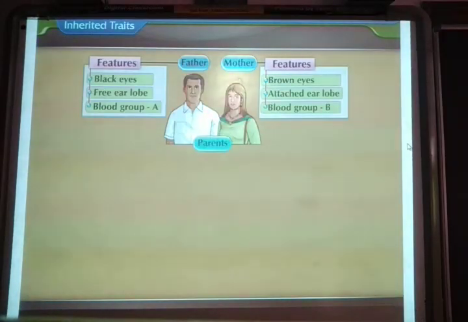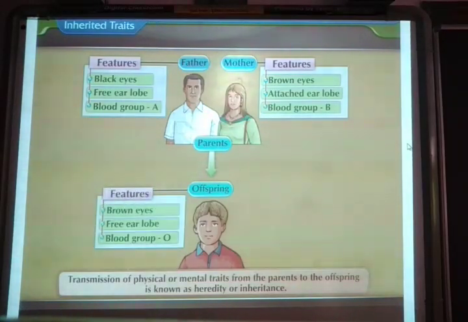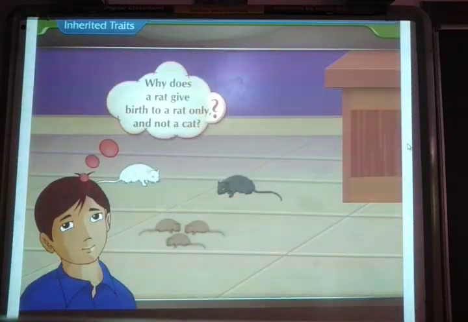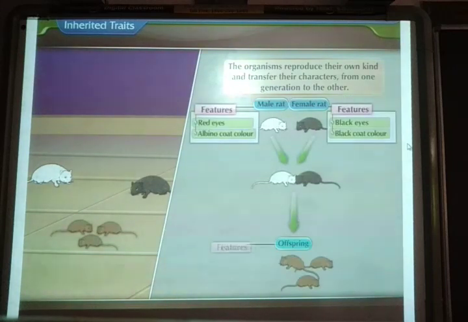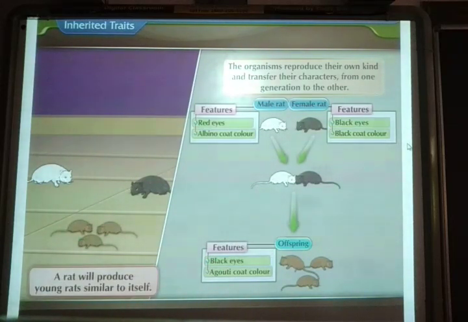Passing on or transmission of physical or mental traits from the parents to the offspring is known as heredity or inheritance. Why does a rat give birth to a rat only and not a cat? This is because the organisms reproduce their own kind and transfer their characters from one generation to the other. That is why a rat will produce young rats similar to itself.